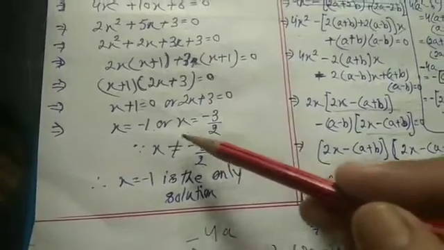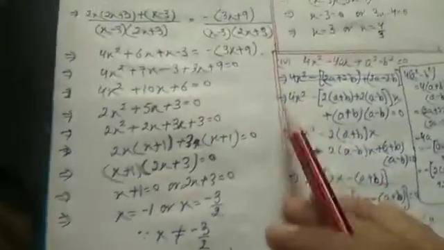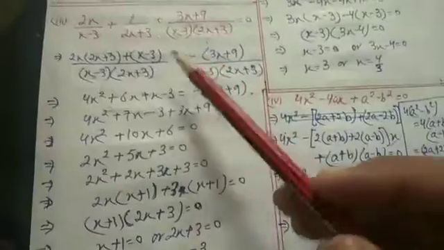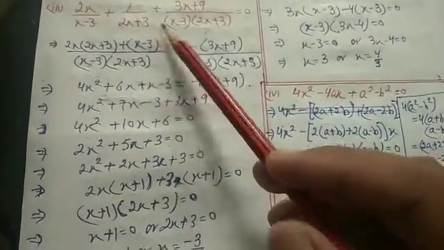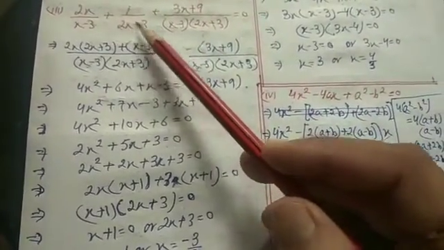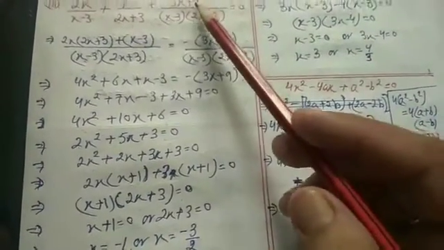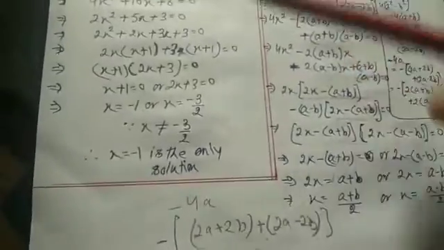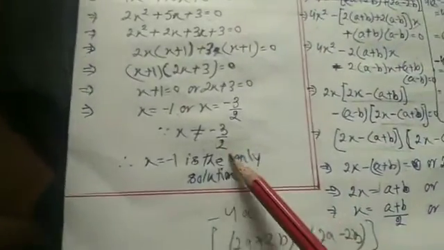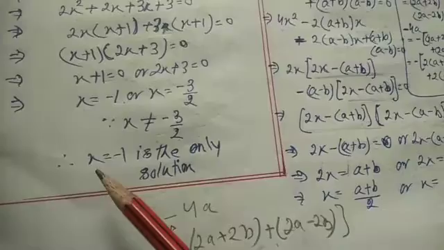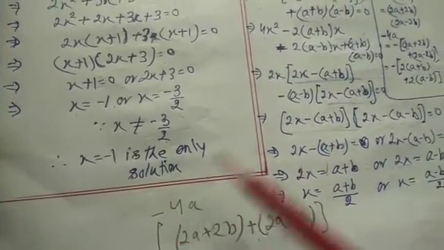But x equals minus 3 upon 2 is not possible. The reason is very simple, because if we write x equals minus 3 upon 2 here, then this whole thing will become 0, and something upon 0 is not defined. Same here, something upon 0 is not defined. So this is the reason why we can't take the value x equals minus 3 upon 2. So we have to take only the value x equals minus 1. That is the only solution.